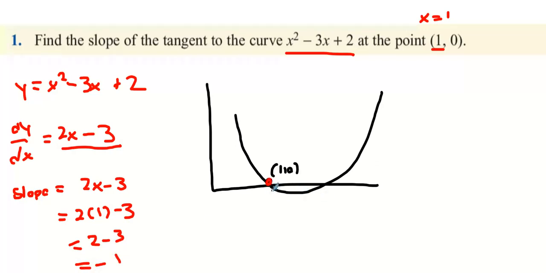So what we're saying is when this particular graph, x squared minus 3x plus 2, goes through the point 1, 0, it's on its way down with a slope of -1. That means it's going down 1 and across 1 when it goes through the point 1, 0. Okay, so that's question 1 answered.